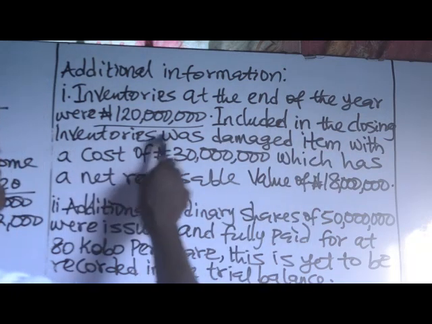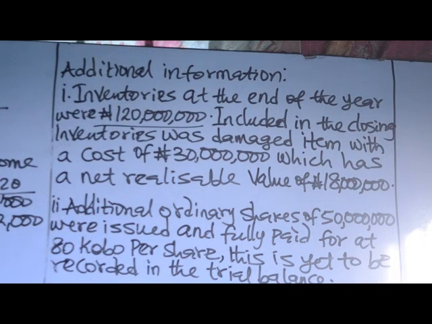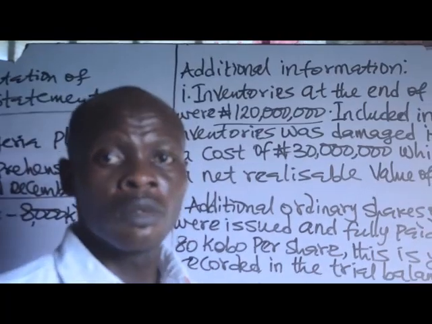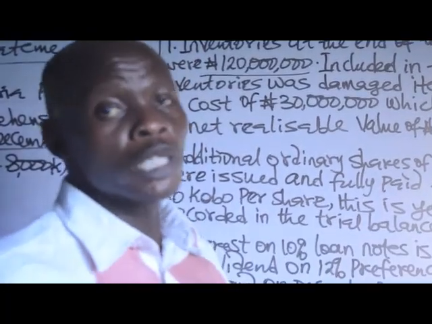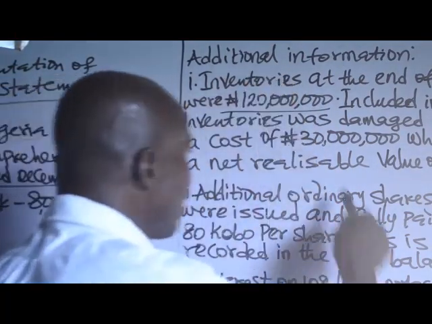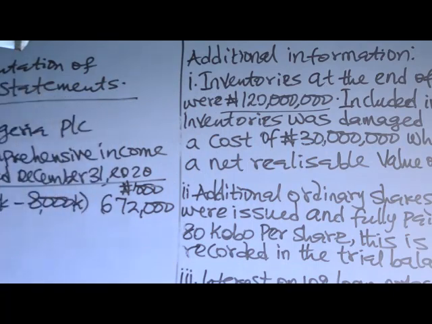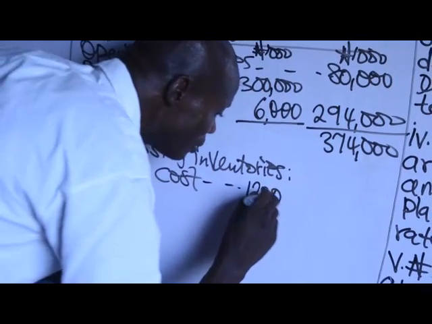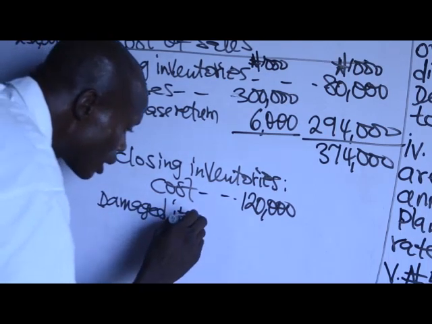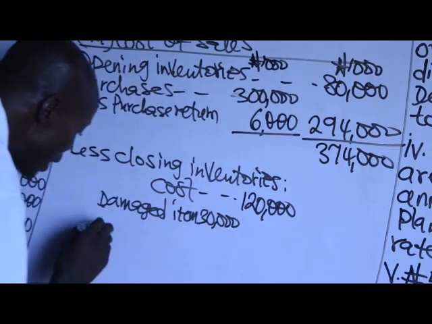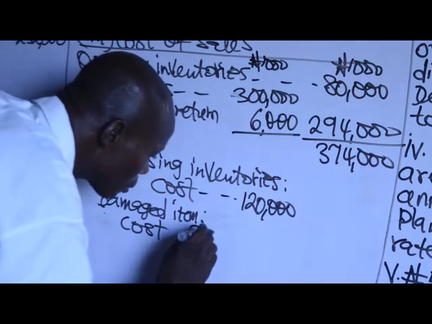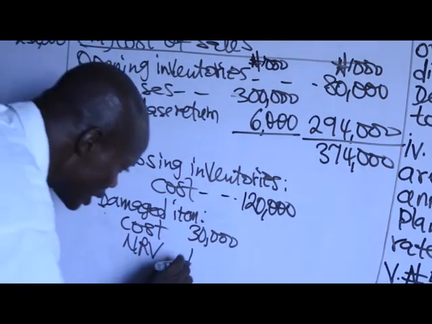Included in the closing inventories was a damaged item with a cost of 30 million naira, which has a net realizable value of 18 million naira. Remember, in accordance with IAS 2, inventories should be measured at the lower of cost or net realizable value. That means we have to write down the 30 million included in this inventory to 18 million naira. So now we have the cost, which is 120 million. The damaged item has a cost of 30 million, and the net realizable value of that is 18 million.